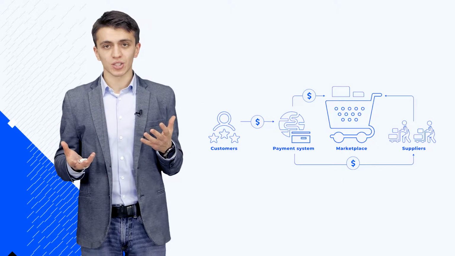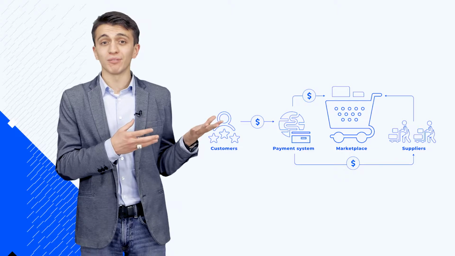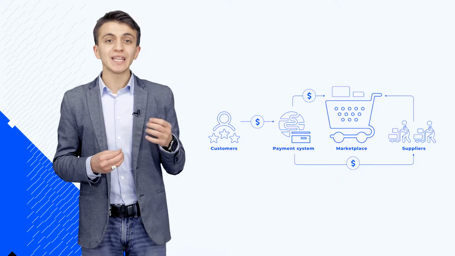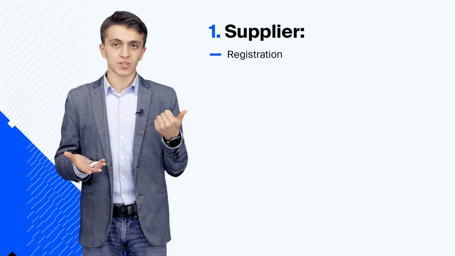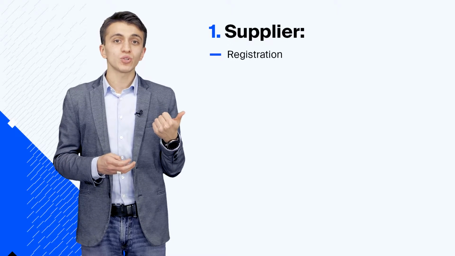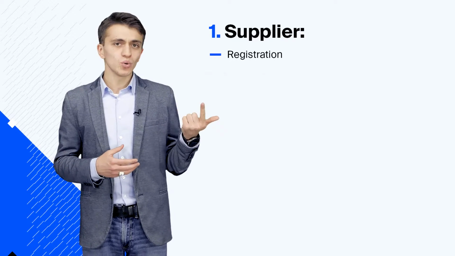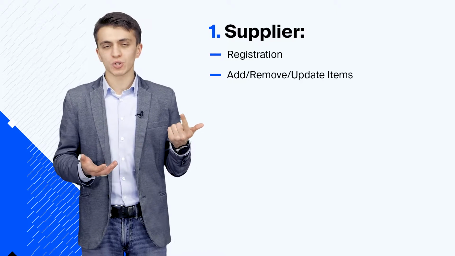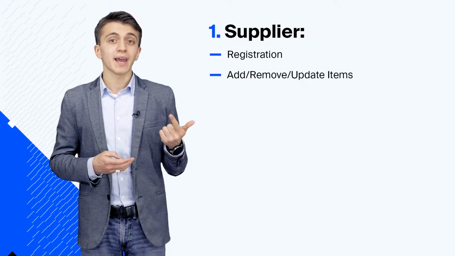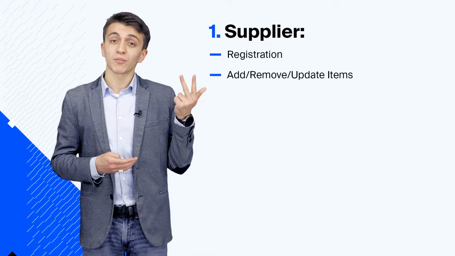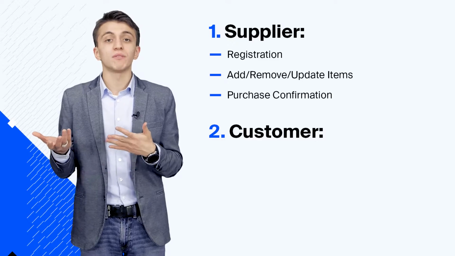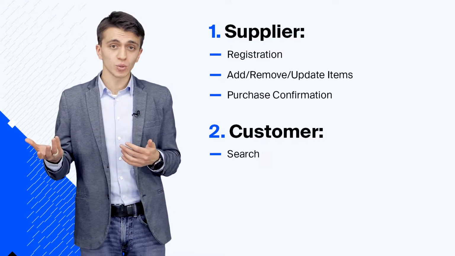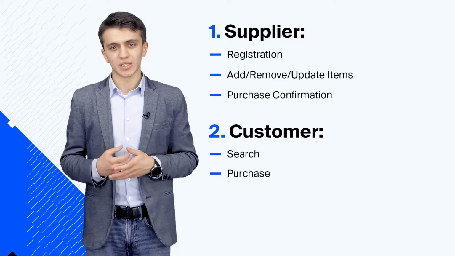In the simplest implementation, which is also called the minimal viable product or MVP, we need the following features for suppliers. First of all, they should be able to register in our system, so a supplier registration system is required. Also, they should be able to manage items: remove or delete an item, change the description or any other fields, and they have to confirm all purchases. The basic operations for customers are very simple. They should be able to find coupons and purchase those coupons.